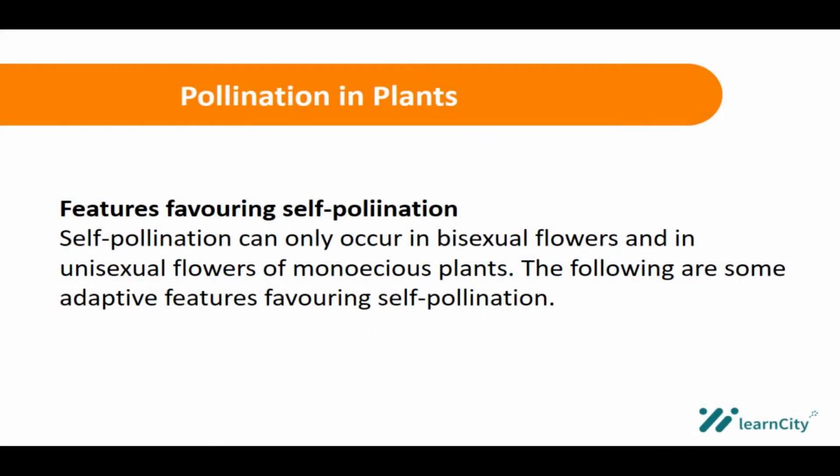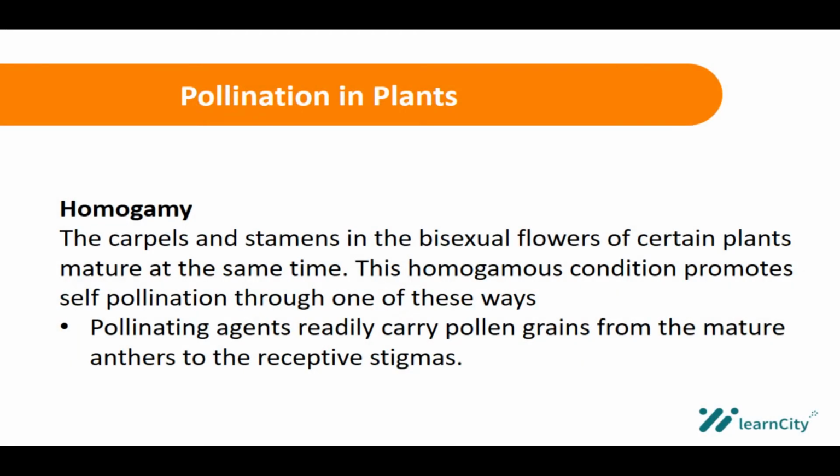Now, self-pollination can occur in bisexual flowers and also in unisexual flowers of monoecious plants. Now, there are some adaptive features that favor self-pollination. So let's talk about these features. The first one, homogamy.